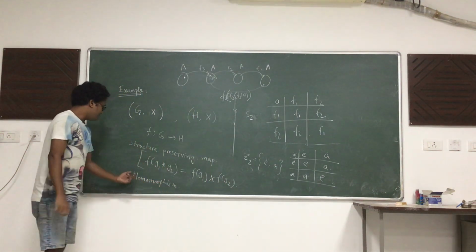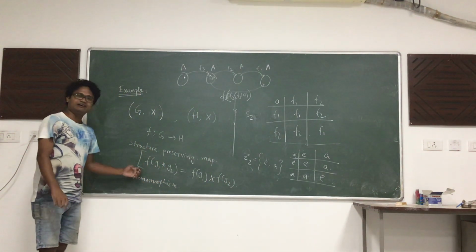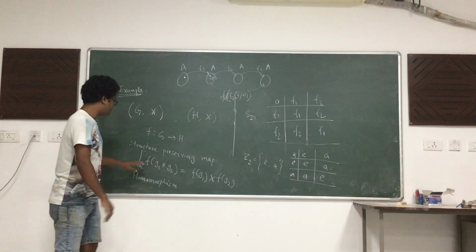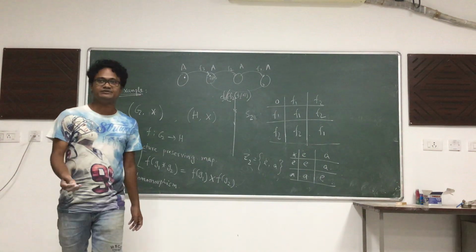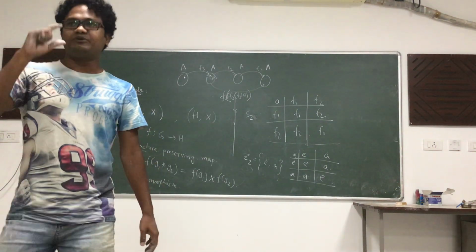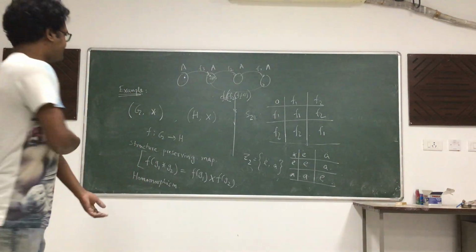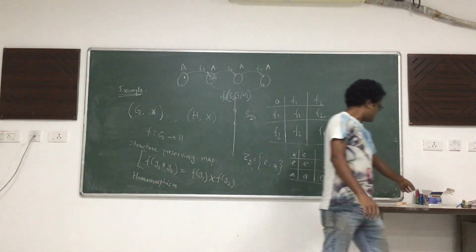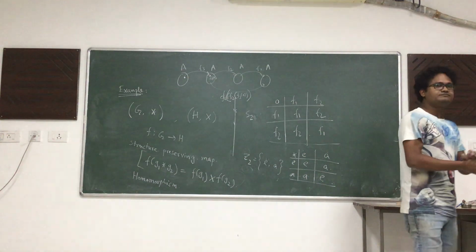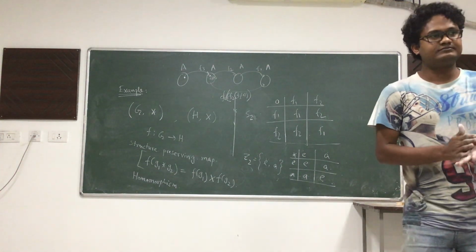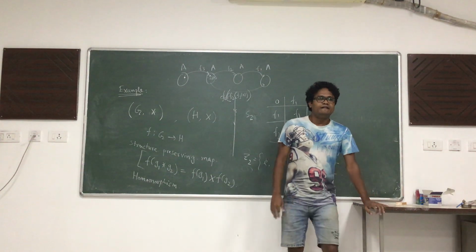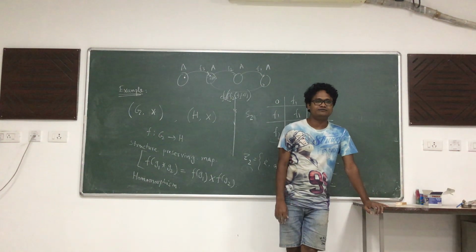So we'll start from the next day. We'll start from this homomorphism of a group, which is basically a structure preserving map from one group to another. Any questions?